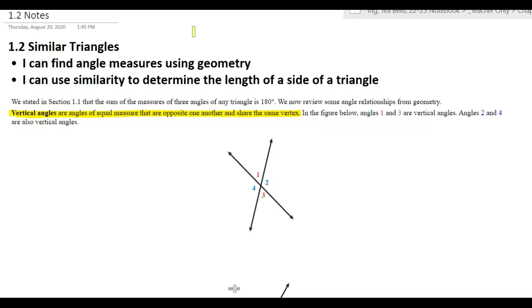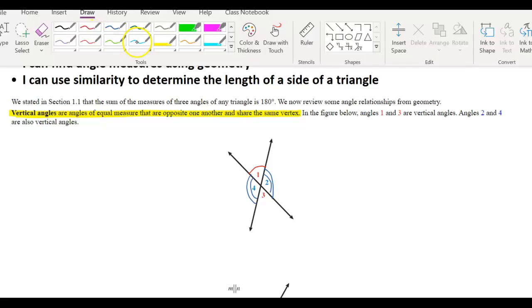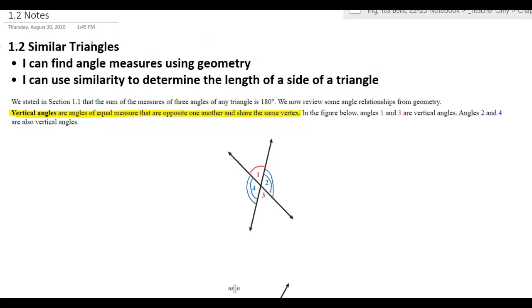So the one thing we need for vertical angles would be two straight lines. So we're always having the two lines form an X. And then these are the ones across from each other. So 1 and 3 are vertical, and 4 and 2. Okay. The other big thing is that vertical angles are always equal. They have equal measurements, which means they are congruent to each other.